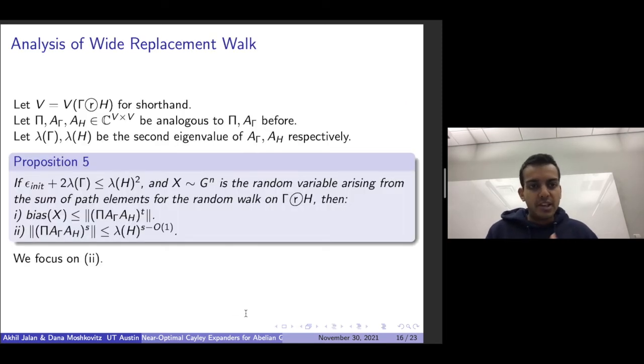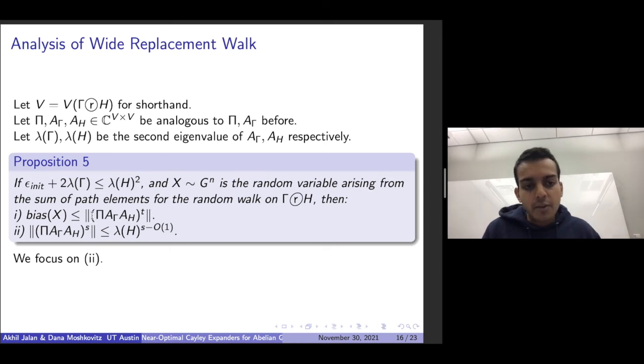So now let's analyze the wide replacement walk. I claim that it's almost identical to the analysis of the ordinary expander walk, so all of that work we did analyzing the expander walk will still come in handy. Let's let pi, A gamma, and A H be analogous matrices to the pi and A gamma from before, and let's write down the eigenvalues of each of these matrices. My claim is, if I can bound epsilon initial and the eigenvalue of gamma with respect to the eigenvalue of H, and if X is the random variable that comes from the wide replacement walk distribution, then the bias of X can again be bounded in terms of some matrix norm corresponding to the walk.